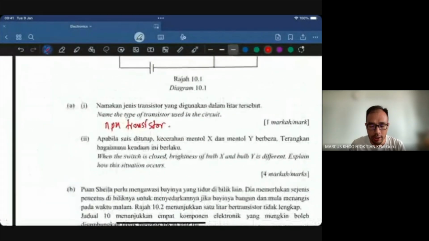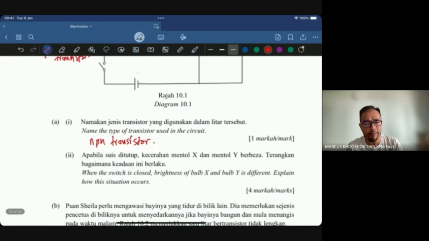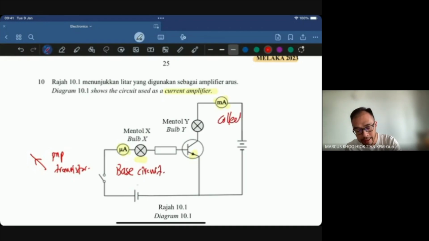When the switch is closed, bulb X and bulb Y are different. Explain the brightness of bulb X and bulb Y is different. Explain how the situation occurs. One very big indicator for us here is the ampere, the current that is flowing in the circuit. In this circuit which involves X, this circuit is known as the base circuit. And this circuit is known as the collector circuit. Therefore, the current is known as a base current and the collector circuit current is known as a collector current.